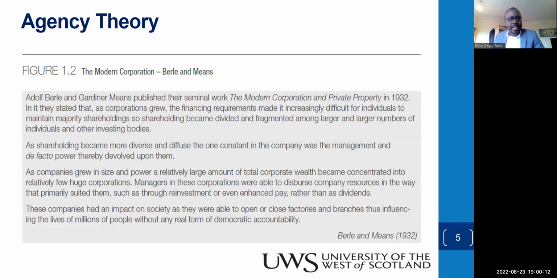Now, take this story, the agency theory, out of Berle and Means. They published the seminal work, Modern Corporation and Private Property, in 1932. And they stated that corporations will grow, so the financial requirements will make it increasingly difficult for individuals to maintain majority shareholdings. So the shareholdings will become divided, fragmented among a number of people who want to invest, okay? So you take any company you can think of, HSBC, even the big brands, Amazon, name them. People have their shares within, okay? So as the shareholdings become more diverse and diffuse, the only one constant in the company is the management. Many shareholders, one management, okay?